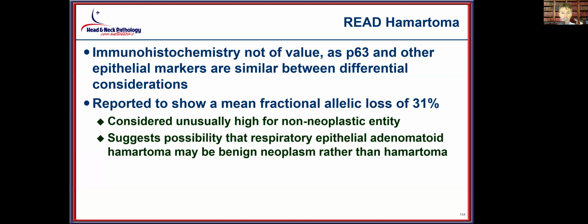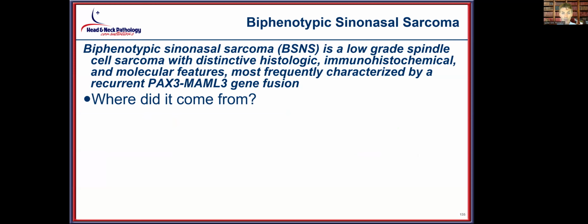Immunohistochemistry tends not to be of very much value in this case, because you still have an intact P63 layer surrounding it, and so that doesn't really help in separating it from other lesions in the differential. However, let's now move on to biphenotypic sinonasal sarcoma.